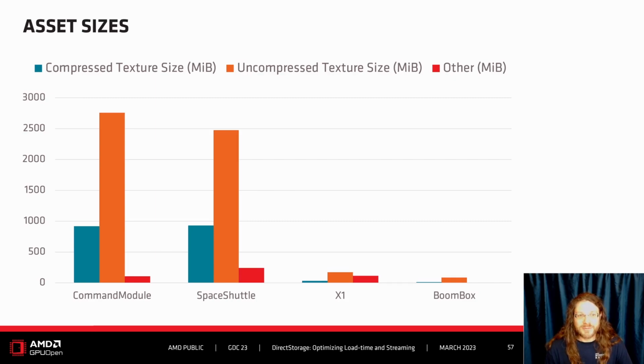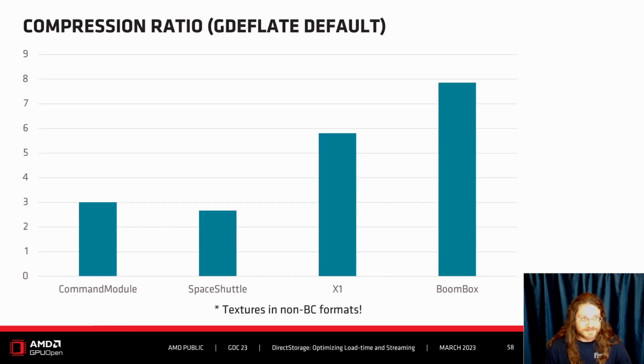A similar scenario plays out for the Space Shuttle. That's quite a bit of data to be loading in the amount of time that we're doing so. So what kind of compression ratios are we receiving when we use the default compression level for GDFlate? Well, on the command module, it was about 3x, and the Space Shuttle, about 2.8. And for X1, it's about 6, and for Boombox, it's a bit more.